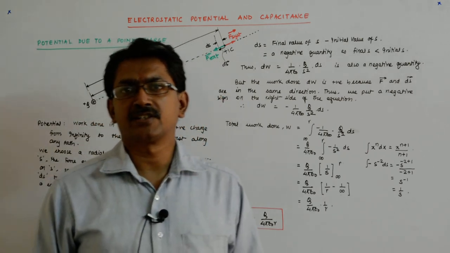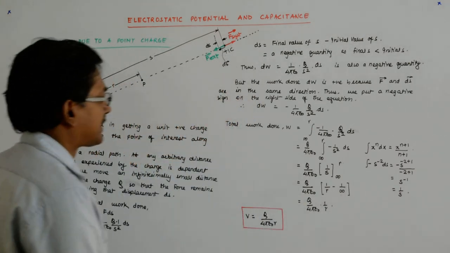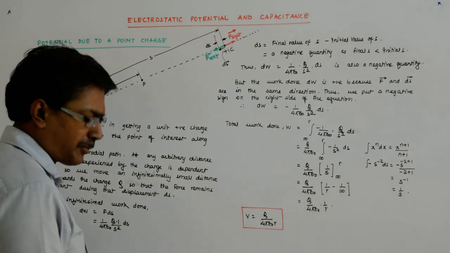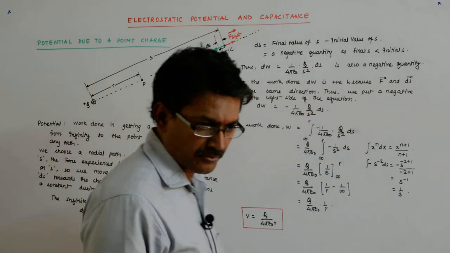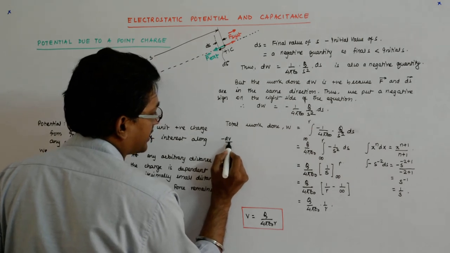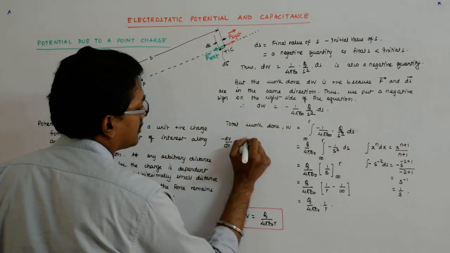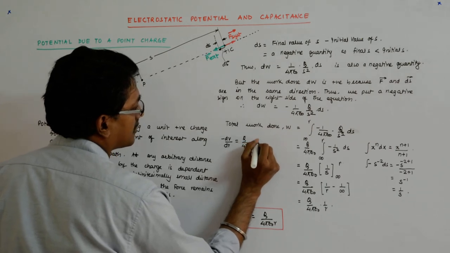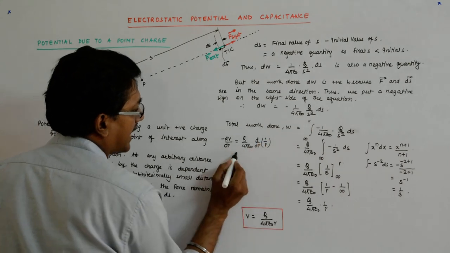Now at this very stage, I'd like you to get back to how we had defined. If there is a thing called V defined, then dV upon dx is equal to the force. That's how we started the chapter. So just try to find out minus dV by dx of this. Minus dV, here the variable is r. That is equal to q upon 4 pi epsilon naught d dr of 1 upon r.